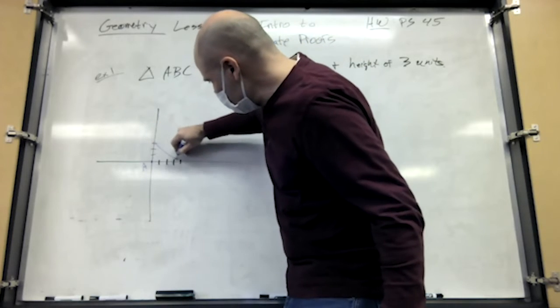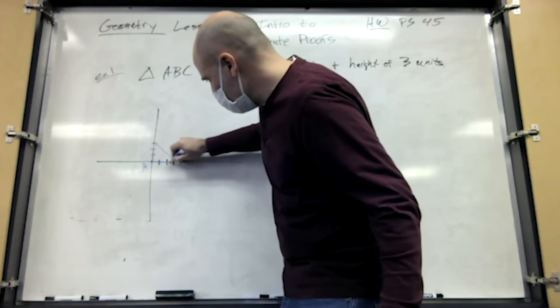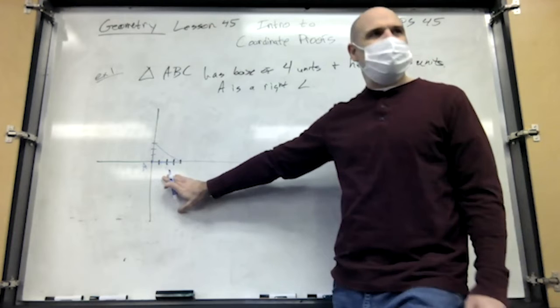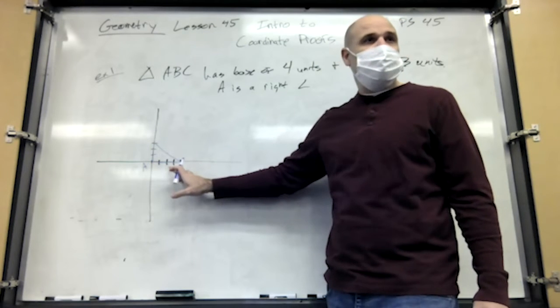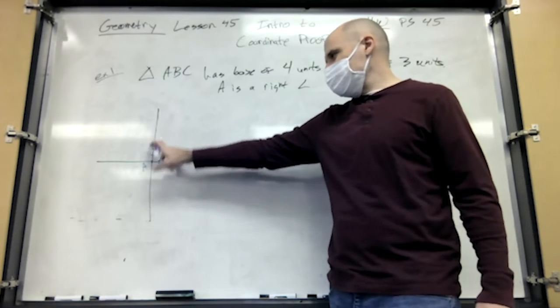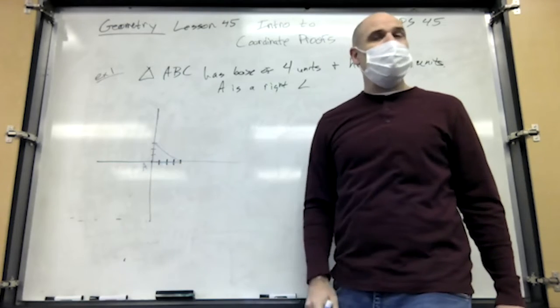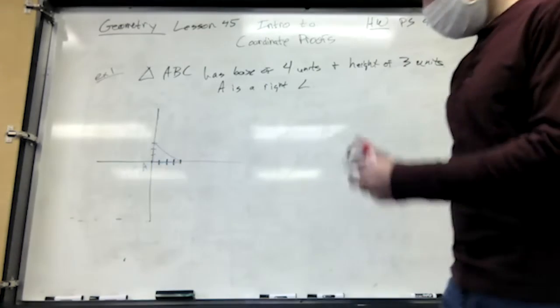So then it's easy to see. Yeah, that has a base of 4 units because it goes over 4 from the origin. And then it has a height of 3 units, so it goes up 3 from the origin. So it's nice to be strategic.